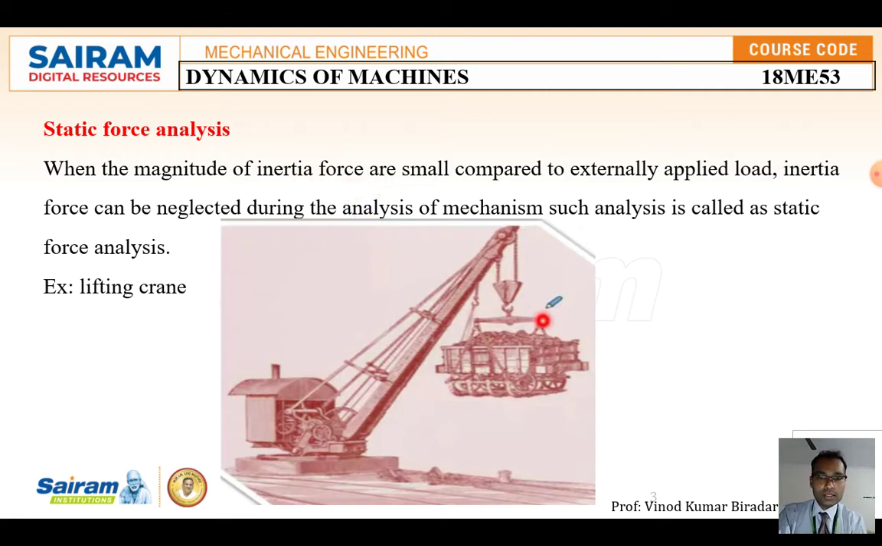Look at this: here only the external load is considered. The inertia forces produced in these mechanical devices, either in the crane, in the chain, or in the hook, we are going to neglect.